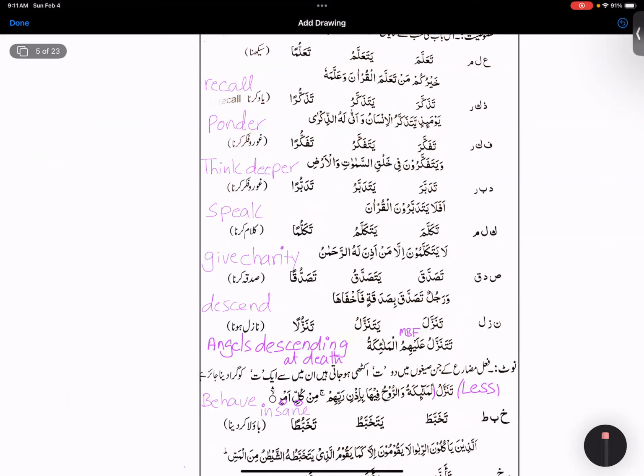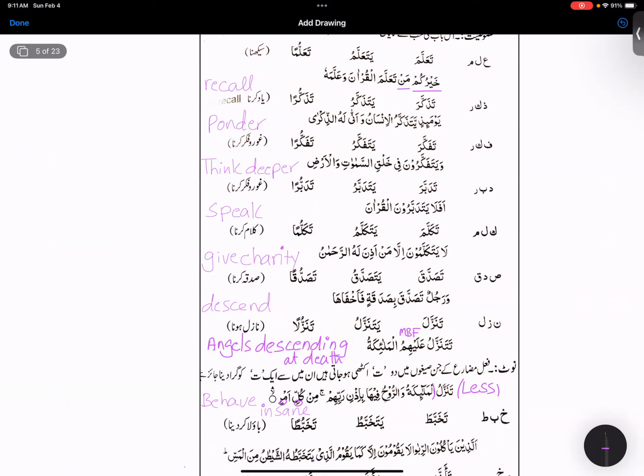Ta'allama yata'allamu ta'alluman, to learn. So: khayrukum man ta'allama al-Qur'ana wa 'allamahu. So yes, it is taking a maf'ul over here, right? Khayrukum, best among you. This is ismu tafdil, right? So the best among you, who is best among you? Man ta'allama al-Qur'ana wa 'allamahu.